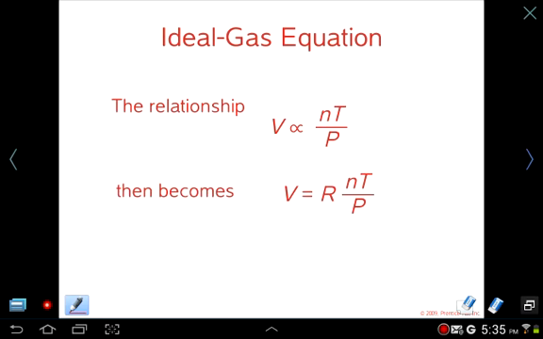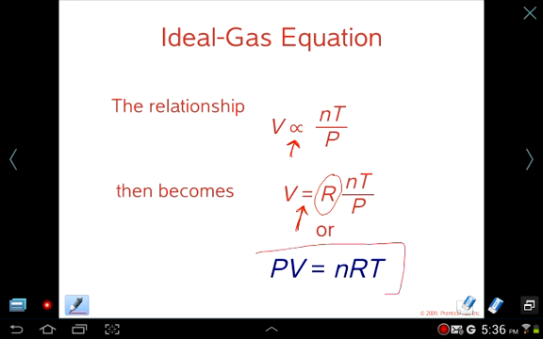So we will then be able to transform this, in general a symbol of proportionality, into a true equal sign. And remember, an equal sign creates an equation, and that equation has to have a constant, and then our constant is R, is the idea. Now this actually becomes famously PV equals nRT. This is the famous gas law equation, which we will use from now on in many calculations.